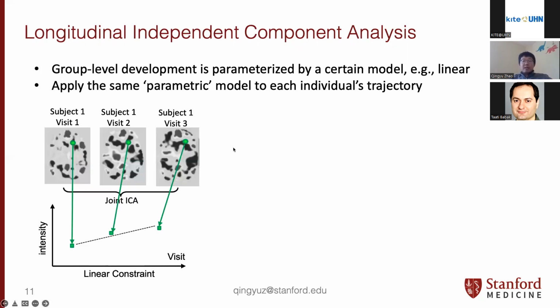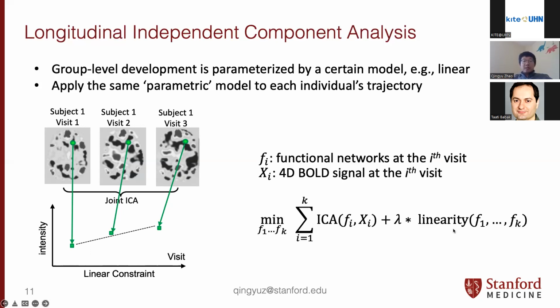So the idea is that now we want to jointly perform this ICA for all the visits together instead of doing it one by one. And this allows us to put additional constraints on the estimates. For example, you can encourage the connectivity strength at each voxel to follow a linear trajectory across visits. And then basically we can put this regularization together with the original objective function of ICA.